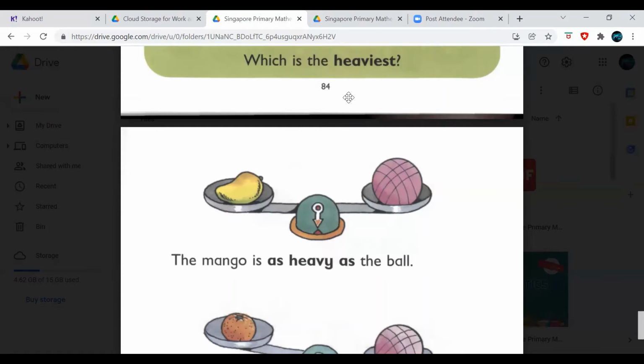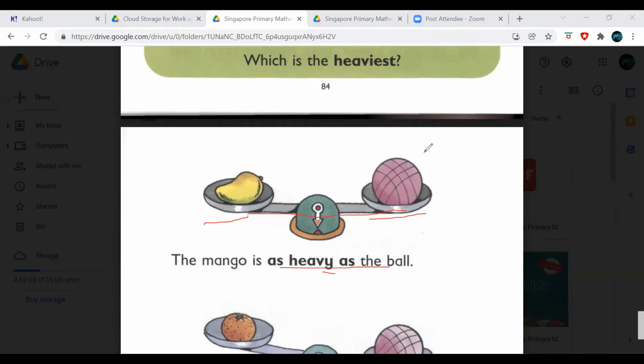And you can see this is what we call a scale. Okay? And this thing right here allows us to weigh objects or things. So what this does is we have two places for you to put things here. And if you put a mango and a ball, if this is completely flat or straight, then we know that it is as heavy as, because they have the same weight. This works the exact same way as a seesaw.